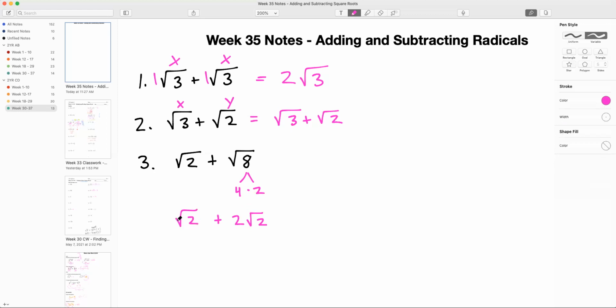So we've got 1 root 2 plus 2 root 2s. And we can add this. Remember, we think of this like kind of like an x, right? And then we would think of this as like 2x, right? So what's x plus 2x? Well, that's 3x. In the same way, we have 1 root 2 plus 2 root 2s is 3 root 2s.